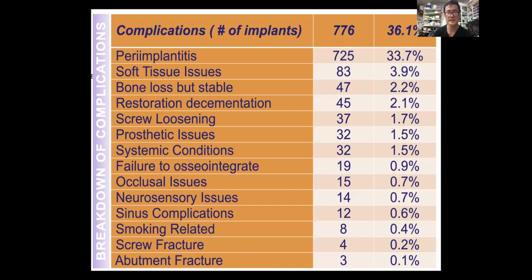This is a list. Periimplantitis is the biggest, 33%, and you're probably not surprised. Periimplantitis is very, very common. Down the bottom, abutment fracture, screw fracture, smoking-related, sinus complication, neurosensory, yes, some people have numbness and so forth, occlusal issues, failure to integrate, systemic conditions, prosthetic issues, screw loosening, very common, restoration decementation, very common, bone loss but stable, it's another form of periimplantitis.